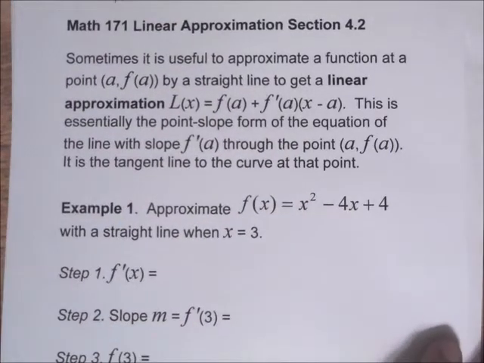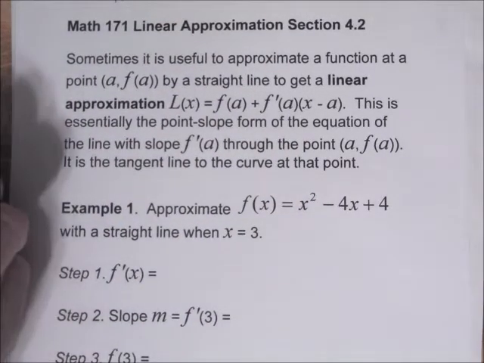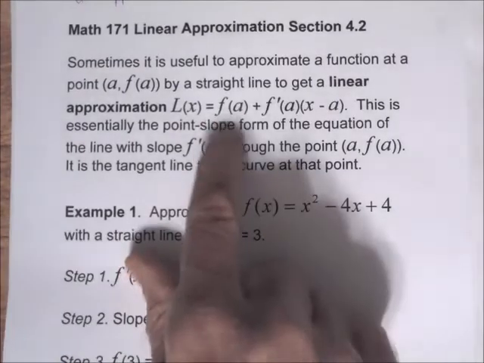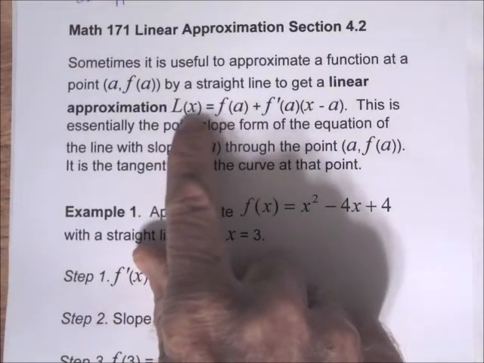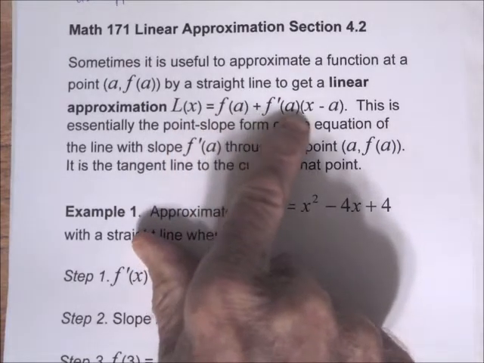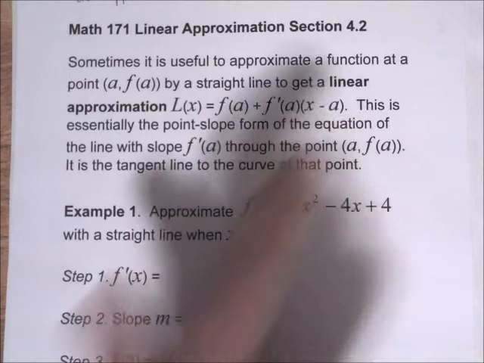Linear approximation, section 4.2. Sometimes it's useful to approximate a function at a point a, f of a, by a straight line to get a linear approximation. This essentially is point-slope form, but L of x, the linear approximation, is equal to f of a plus f prime of a, the slope, times the quantity x minus a.